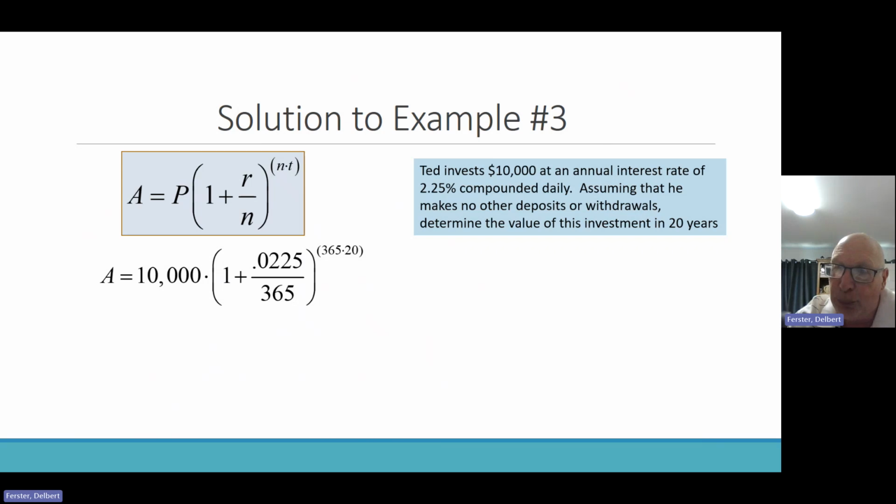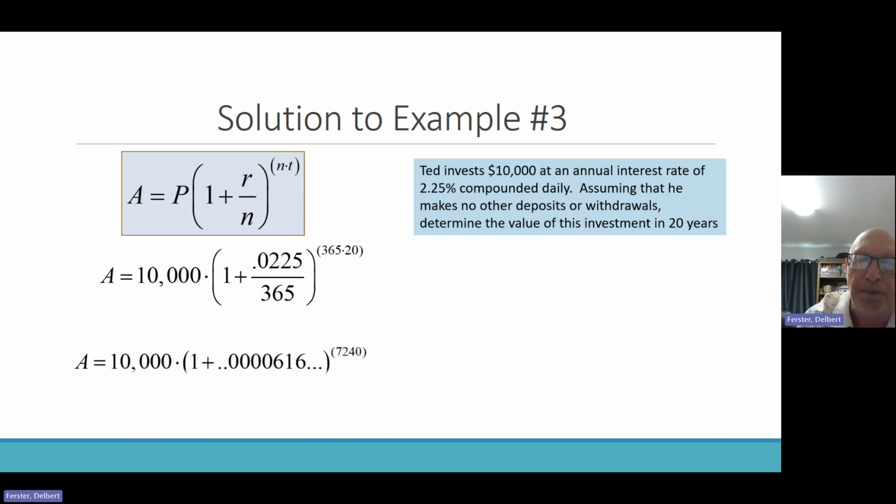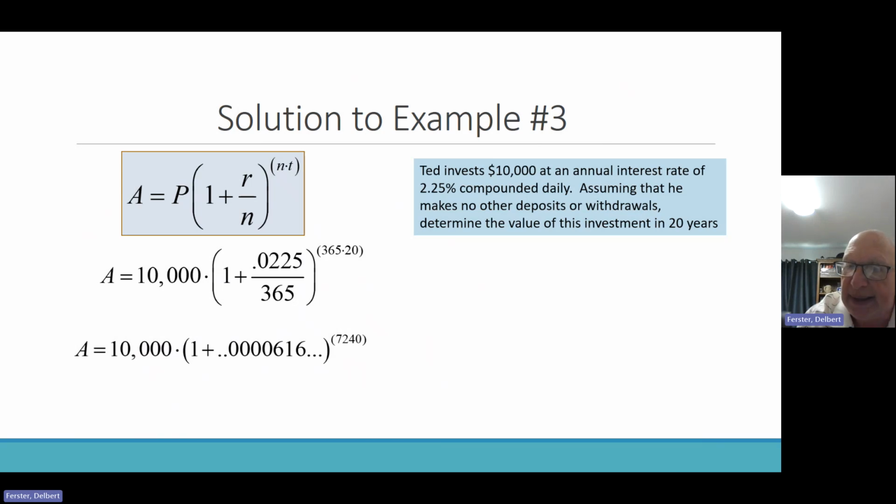That's the initial value of this investment. 0.0225 is not going to divide prettily by 365 like we saw on the last problem. In a moment, we'll discuss that as it relates to calculator usage. We don't want to round until the end, so you've got to keep that full screen calculator going. And your exponent is 365 times 20. I chose to actually multiply the 365 and the 20. That's how that 7240 got there.